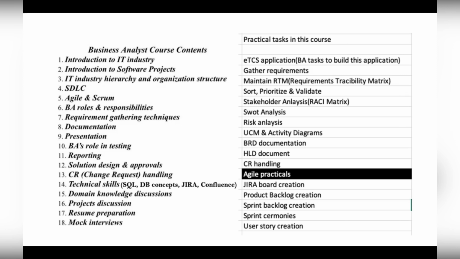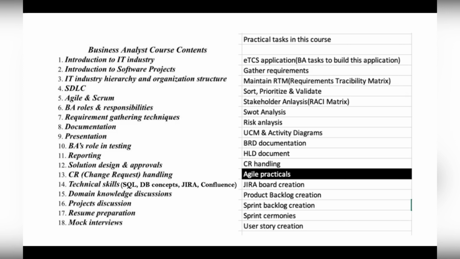In the 10th chapter, what role does a BA play in testing? Since the BA is involved right from the beginning of the project, more than a tester or a QA team, the BA has more knowledge of the application, majorly about the functionalities of that project. We'll go through that in the 10th chapter.